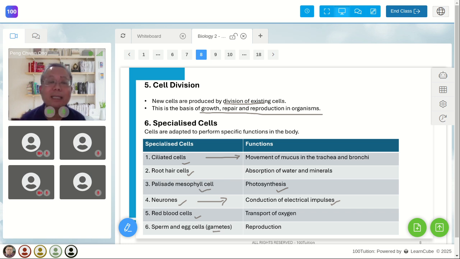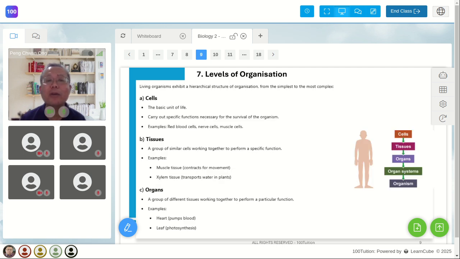Okay, so in the syllabus, you need to know about these 6 specialized cells, and you'll come to them in greater detail again in the later chapters. For now, you just need to remember these 6 specialized cells and their functions. Okay, we're going to end this and then go on to a question.